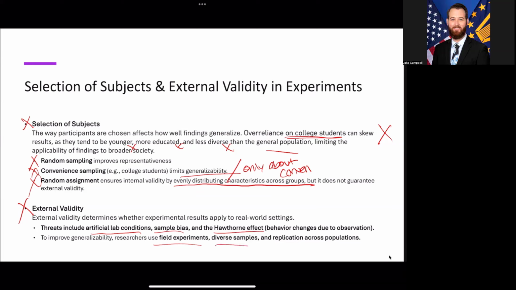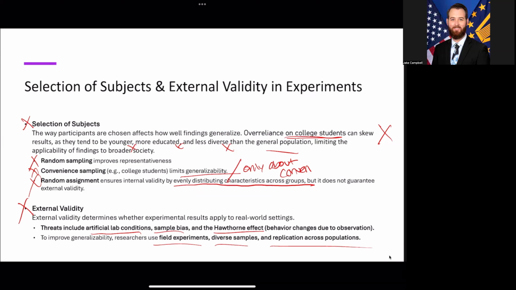We might use one or multiple diverse samples, right? We might replicate across populations. So if something does conclude to be true about college students, we might try that with community members from the same town that the college is located in, right? We might then go out and get a different sample from a community that's unlike the city that the university is located in.